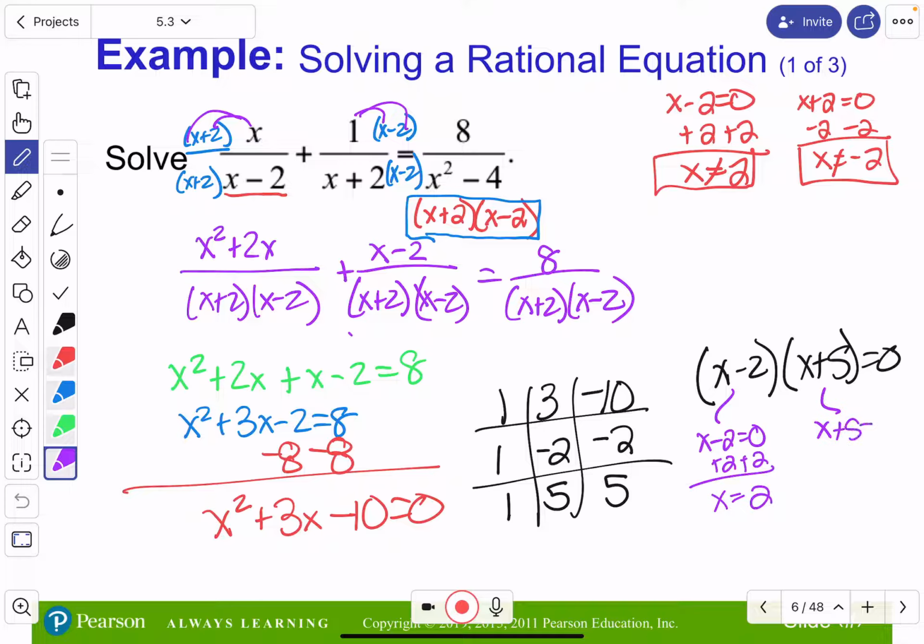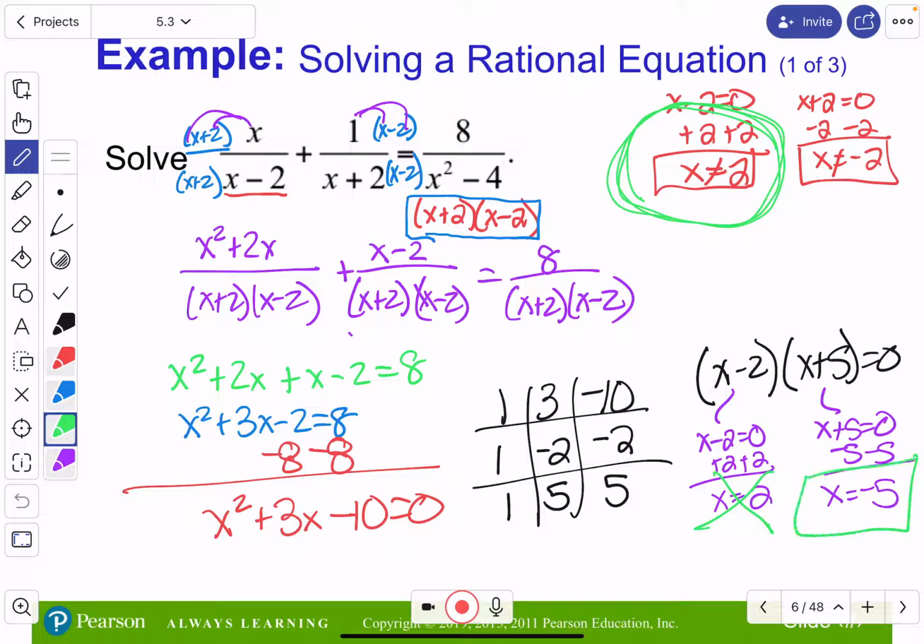X plus 5 equals 0, so we get x equals -5. Those are our two solutions. But if you remember up here, x can't equal 2 because it would make it undefined. So the only solution that works is -5. So x equals 2 would be extraneous. It's not going to be part of the graph. So we just have that one answer.